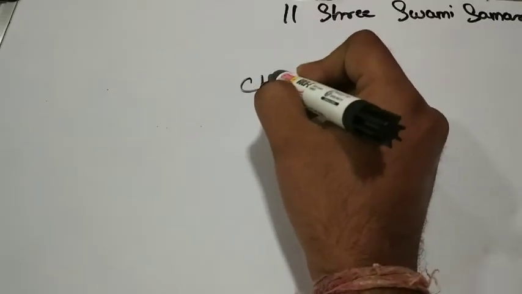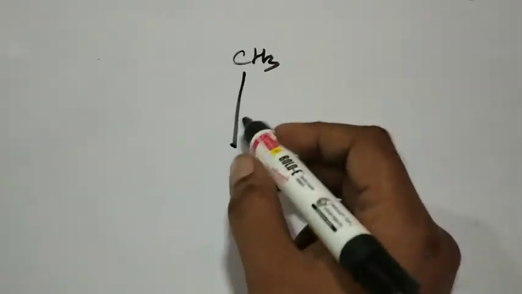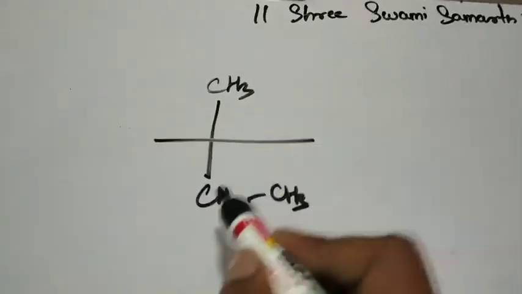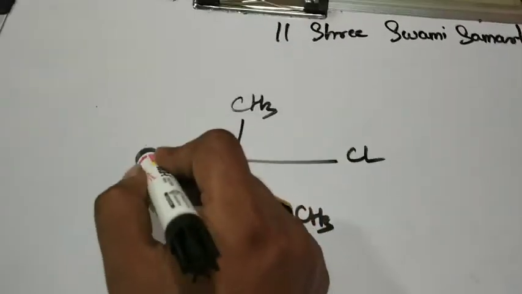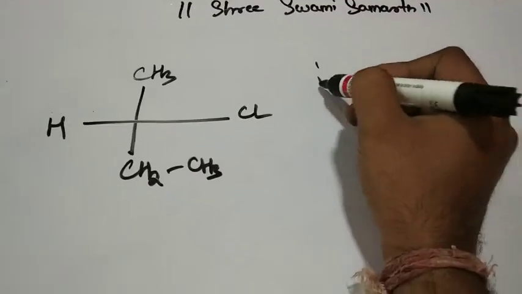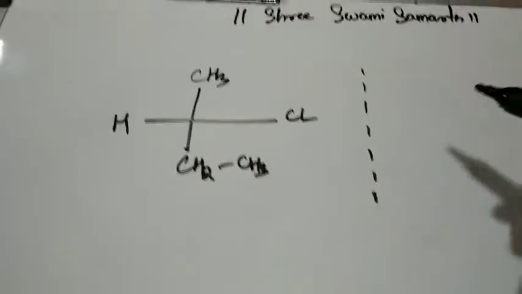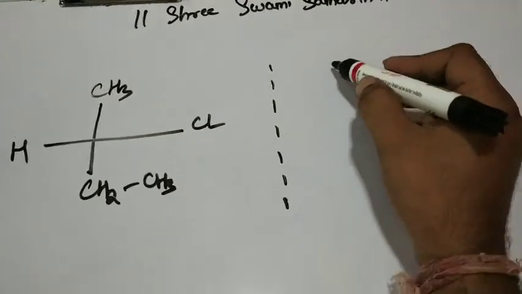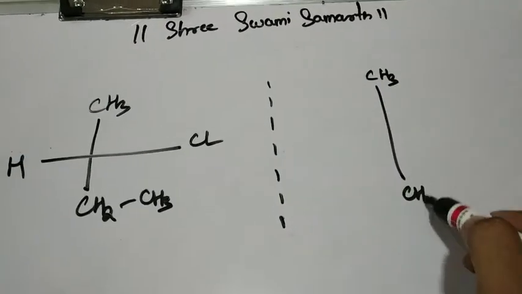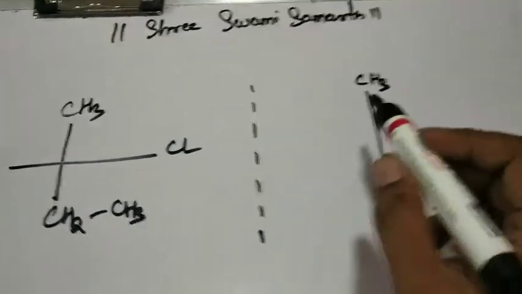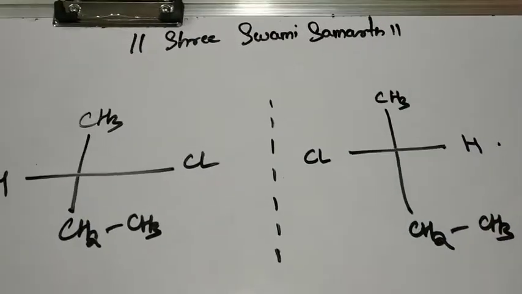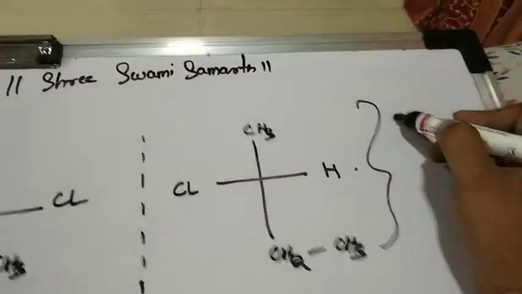Now let's quickly take the example of optical isomerism. So here we are taking the example CH3, CH2CH3 and Cl, H, right? So this is the compound. Here I am going to put a mirror in between. So when I put the mirror in between, we get the isomer, that is the stereoisomer. CH2, CH3, and on this side it will be Cl and it will be H, right? So this is nothing but called the optical isomer.